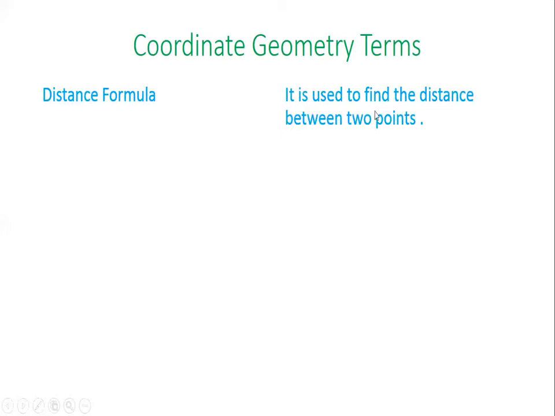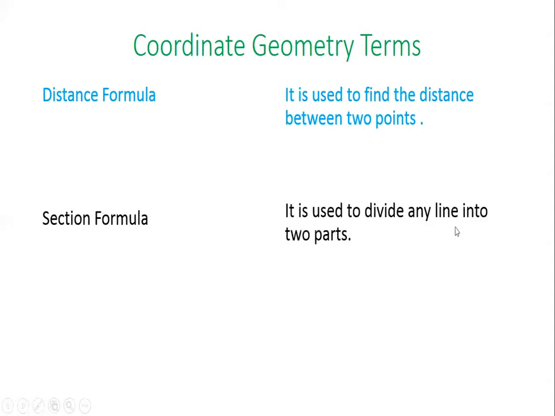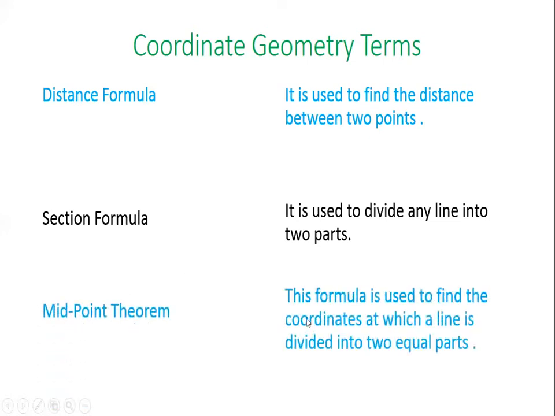Distance formula. It is used to find the distance between 2 points. Section formula. It is used to divide any line into 2 parts. Midpoint theorem. This formula is used to find the coordinates at which a line is divided into 2 equal parts.